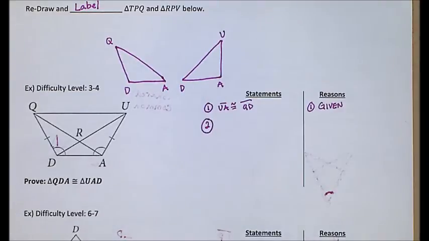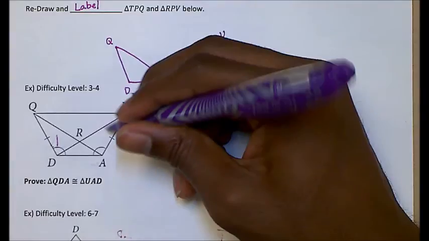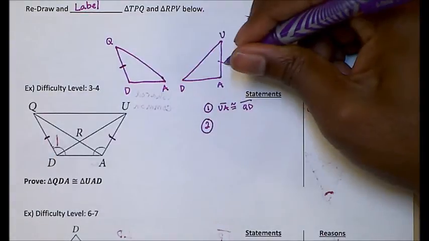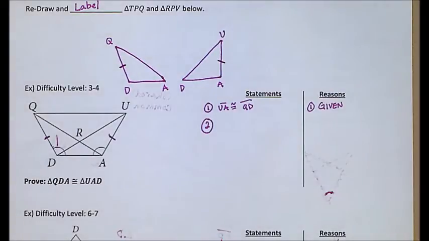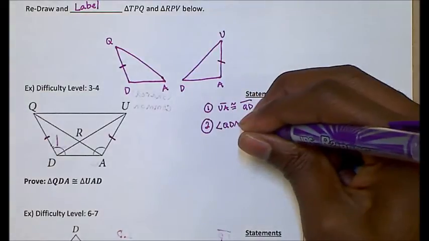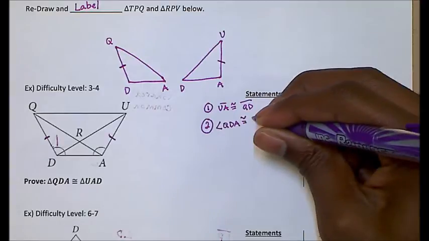Okay, and I'm going to make sure I mark that. It's marked here, UA and QD. I'm going to mark it on mine as well, UA and QD. Another piece of information that they gave me is that angle QDA was congruent to angle UAD.